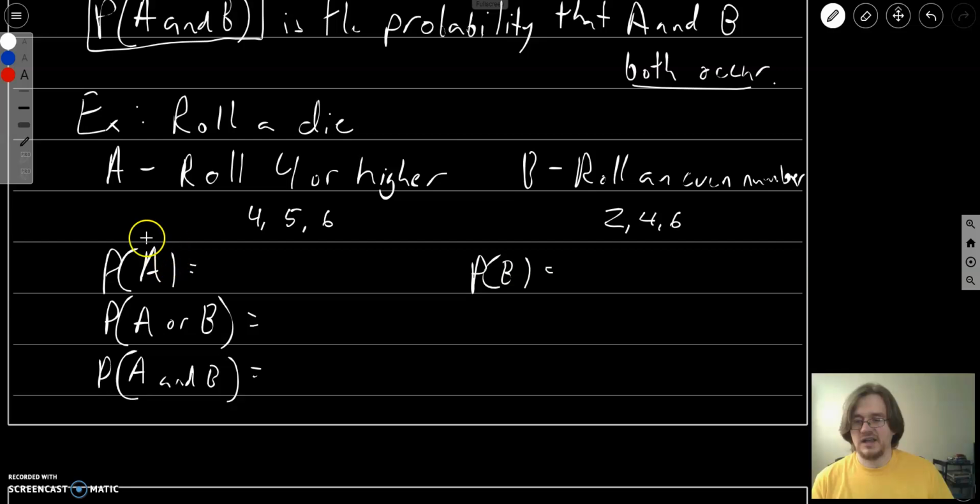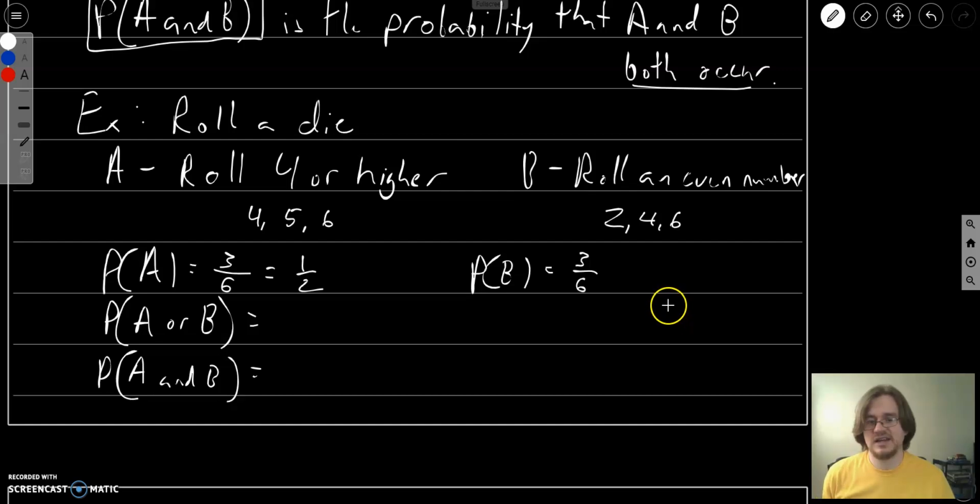So we can calculate the probability that A occurs. Since each roll of the die is going to be equally likely, there are 3 ways to roll a 4 or higher, and there are 6 sides to a die. So there are 6 different simple events. So the probability that A happens is going to be 3 over 6, which we can simplify to 1/2. The probability that B occurs, so again, there's 3 ways for B to happen, and there are 6 possible dice rolls. So the probability that B happens is going to be 3 out of 6, which is also 1/2.